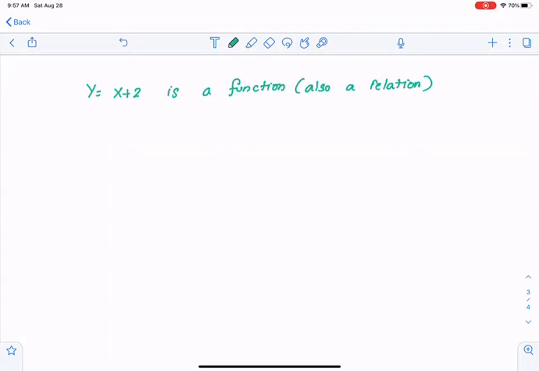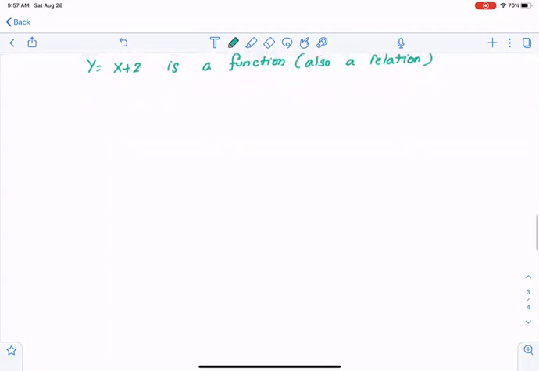But there are cases where a relation may not be a function. So I'm going to start with a relational example and then move on to a relation that is not a function.